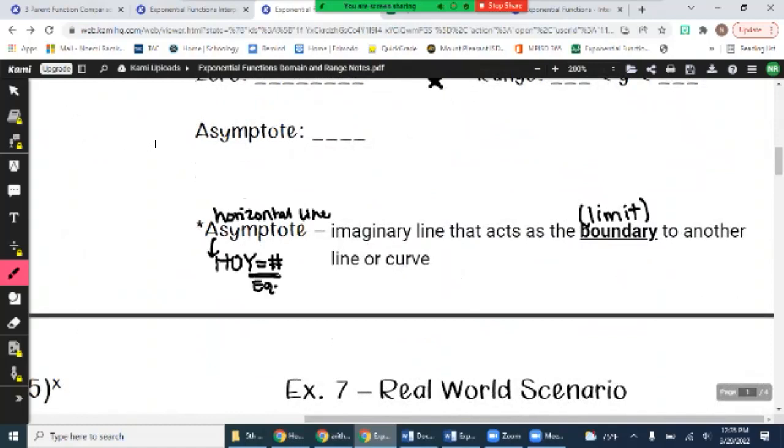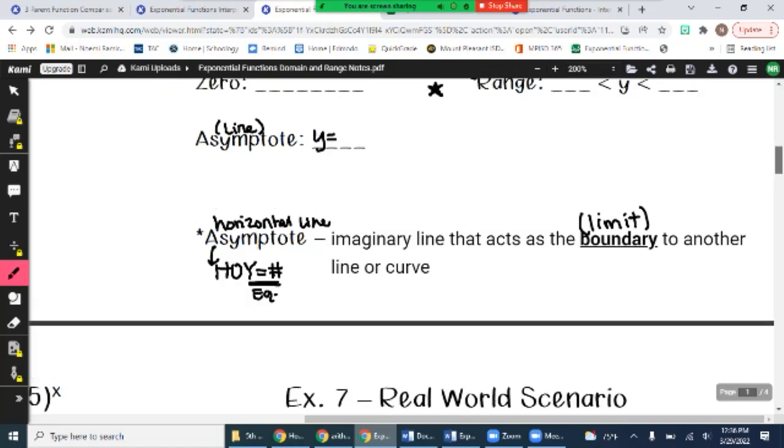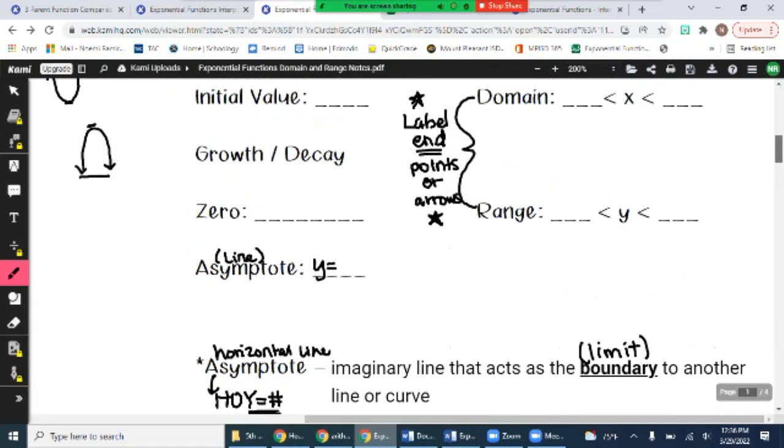The only way to describe a horizontal line is by using an equation. That equation is always Y equals. Your asymptote will always be Y equals a number, and that is because it's a horizontal line. Think back to quadratics. The axis of symmetry was a line. That one was a vertical line, so we used x equals. This one, we use Y equals. Now let's figure out what number, because the answer to this will be the same in every single one of these problems.